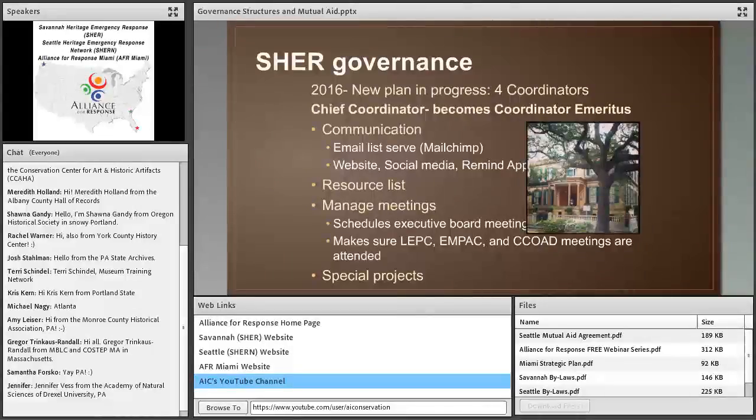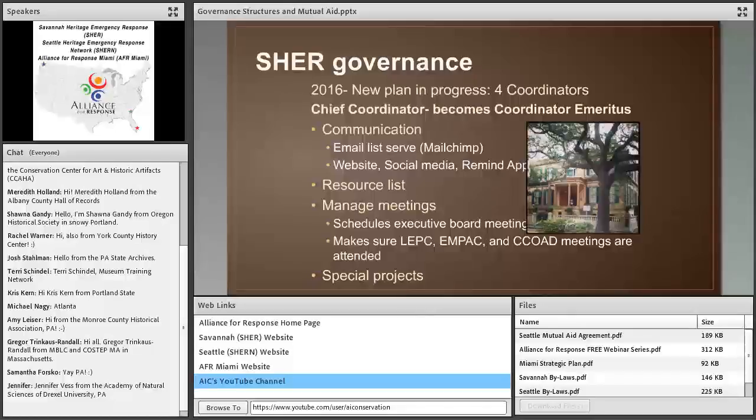The first one is we're calling the chief coordinator, who then becomes the coordinator emeritus, which is only slightly a joke. So I'll actually be taking on that role of coordinator emeritus as I move out of the chairperson position. But this is the person who's sort of like the chair. They're going to be in charge of communication. We have an email list group that goes out. We use MailChimp, which I highly recommend because it makes managing your list of people very easy.